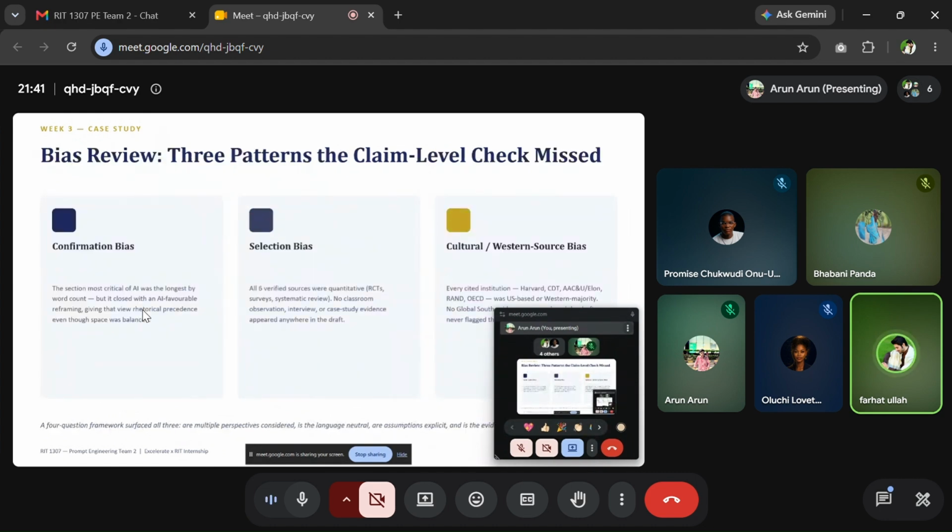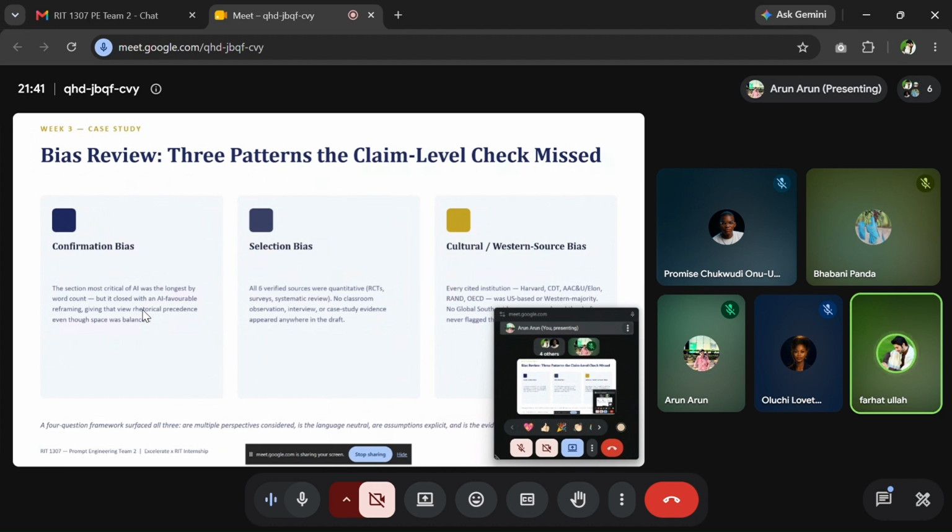In week 3, we checked each claim on its own for accuracy, but this method could not find bias in the writing as a whole. We found three main patterns. The first one is confirmation bias. The part that criticized AI the most was answered, but it was dismissed with a positive view of AI, giving that opinion more weight.